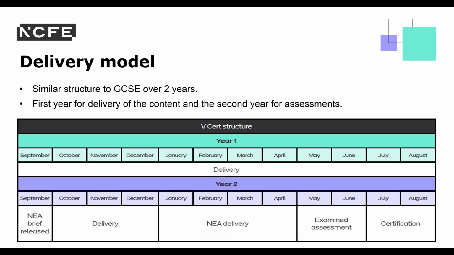This slide shows a typical 2-year delivery model. This is only a suggestion and it helps illustrate the new structure so you can visualize how it's going to work for you. It essentially follows a very similar structure to that of a GCSE. The first year is for delivery, where there is no summative assessment, and the second year is the assessment year. It has to be designed this way to allow the first year of delivery to be focused entirely on teaching the content of the qualification.